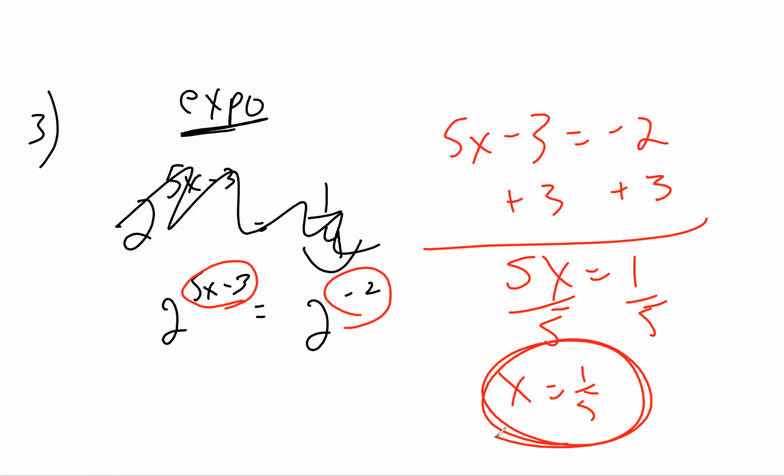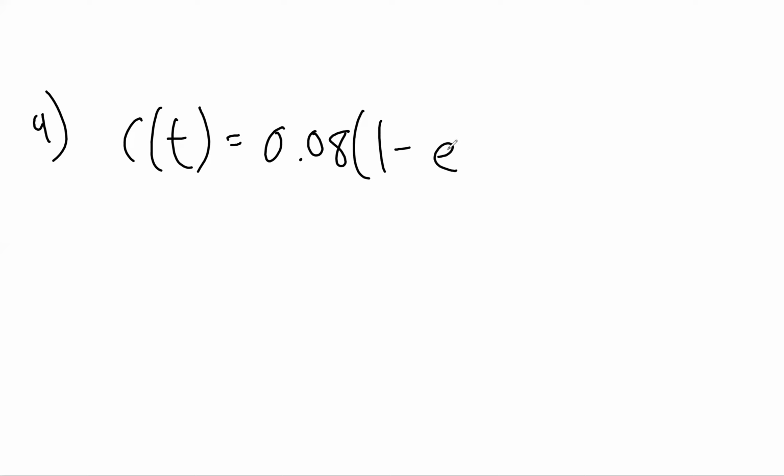All right, what are your thoughts on 3? Not bad. Not bad. Okay, so, excuse me, number 4. This is going to be a given equation. So this is number 4, and they're talking to us about blood concentration, or a drug's concentration in our bloodstream. And they say that the formula given is C of T equals 0.08 parenthesis 1 minus E to the negative 0.2T.